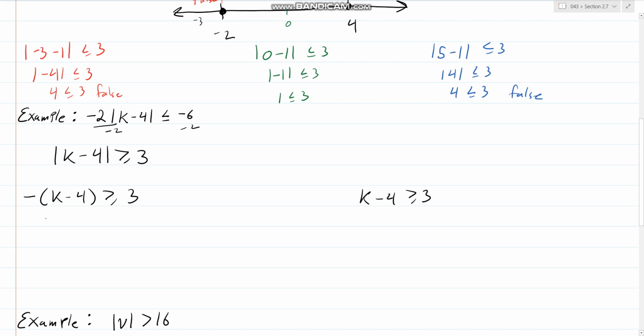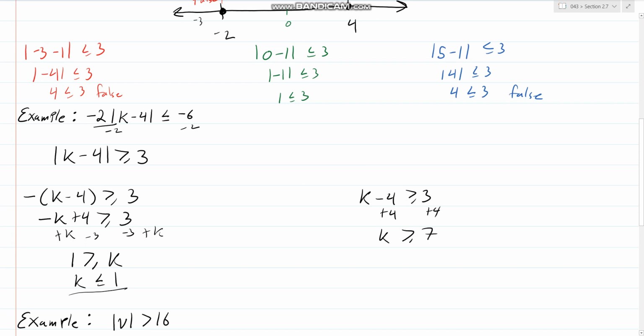Pretty much the same thing as last time. Minus k plus 4 greater than or equal to 3. I can subtract the 4 from both sides and the sign flips, or add k to both sides and subtract 3 from both sides. And so I get 1 is greater than or equal to k, or you can write it k is less than or equal to 1. That's another way you can write it. So I need to identify that region. And also I can add 4 to both sides. I have k is greater than or equal to 7. And so I need to identify that region.